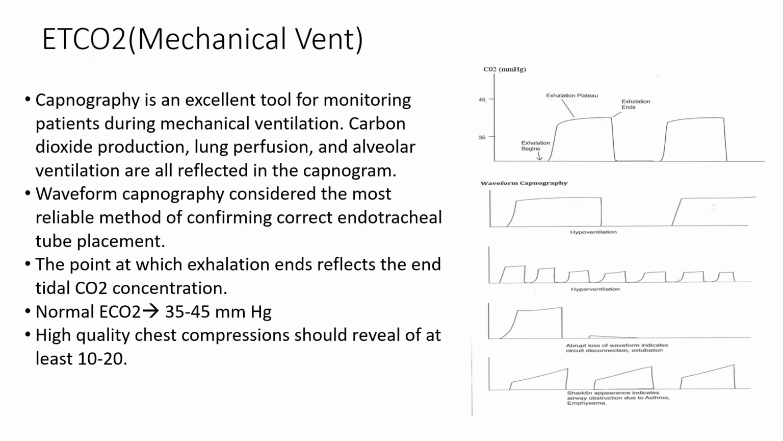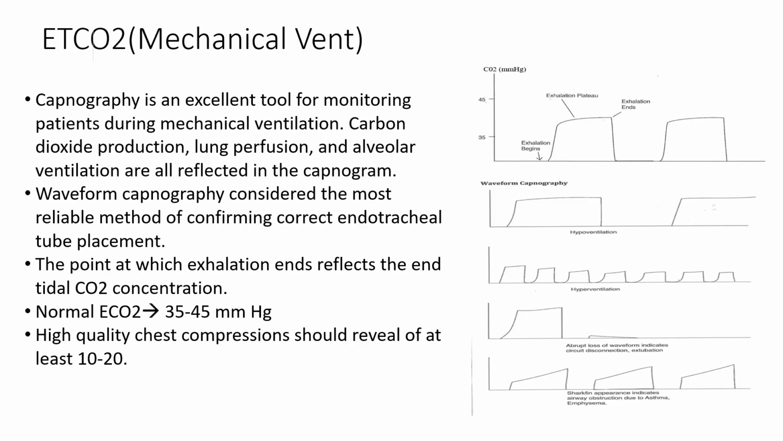One of the most important uses of waveform capnography is confirming proper endotracheal tube placement. If you see a nice consistent waveform, the tube is in the trachea. If the waveform disappears suddenly, you should immediately think about a problem like dislodgement or disconnection. The number we pay attention to is the CO2 at the end of exhalation, which is the end-tidal CO2 value. Normal end-tidal CO2 is around 35 to 45, which closely correlates with the PaCO2 on the ABG.